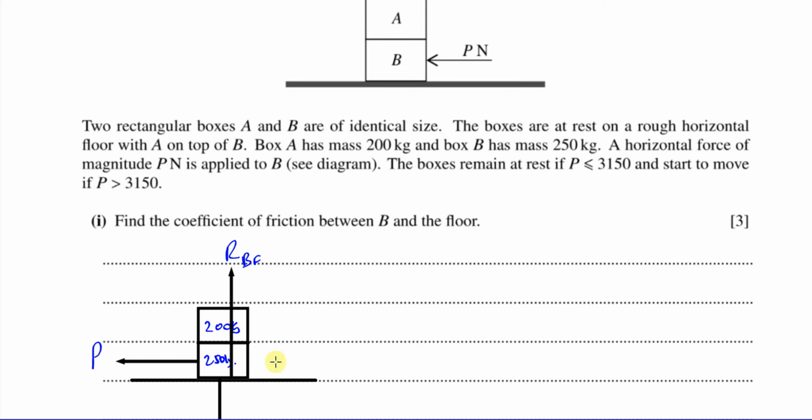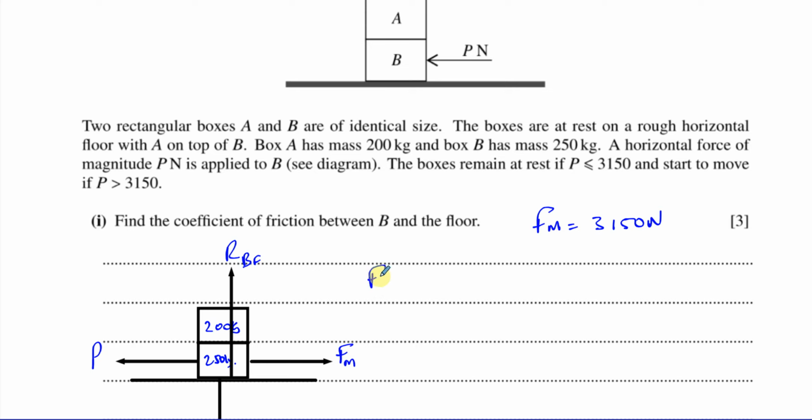Now, because you have a rough plane, you also have the friction between the box B and the floor. Because we're going to find the coefficient of friction, we know that F max has to be 3,150, because that's the maximum force P can be such that it will be on the point of moving. If P exceeds 3,150, it will start moving. That means F max is 3,150 newtons. That is the maximum value of friction that can be generated in this situation, because the P force is acting horizontally, so the frictional force here has to match that.